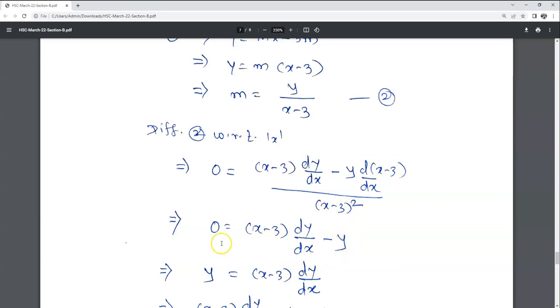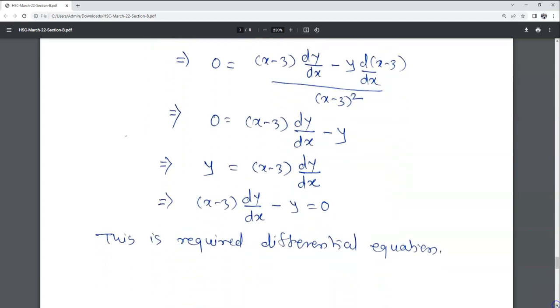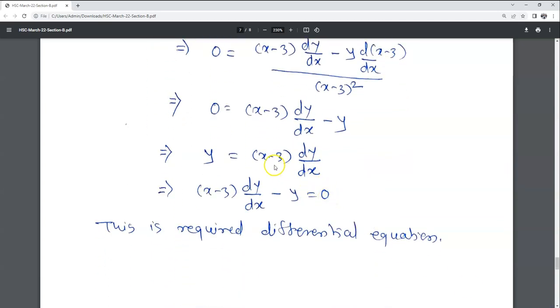Now this y will come on this side. So y is equal to (x minus 3) dy upon dx. So keep this dx on that side. Or maybe you can just keep it as is as well. (x minus 3) divided by dx. This y comes on this side, minus y is equal to 0. So this is the required differential equation.